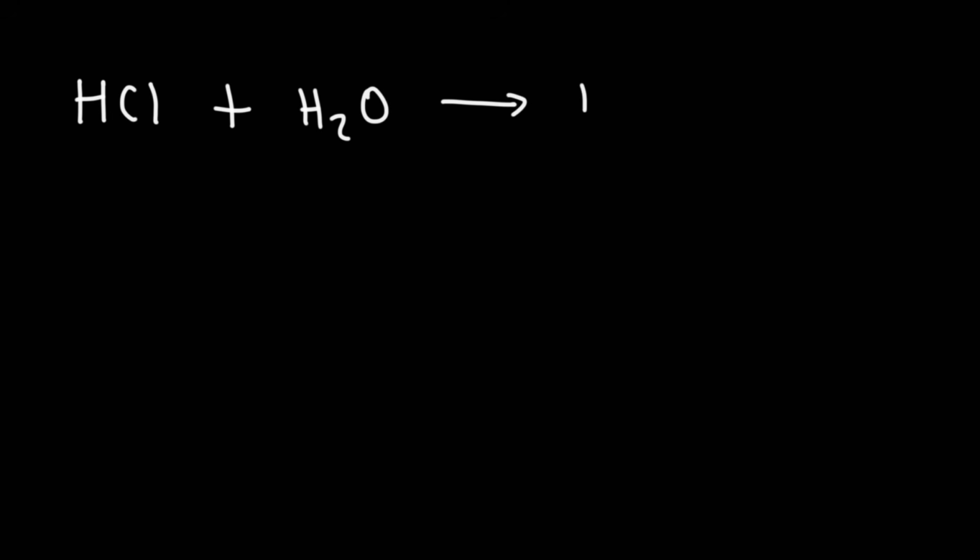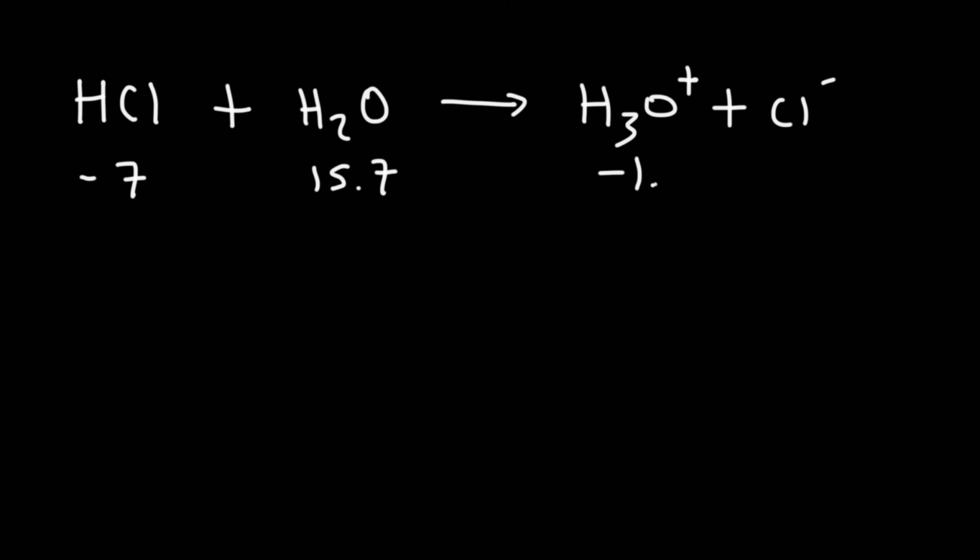So if we were to write out the reaction, this is going to be the products. The pKa of water is 15.7. The pKa of HCl is -7, and the pKa of H3O+ is -1.7. So we need to compare these two numbers. Here we can see that hydrochloric acid is a stronger acid than the conjugate acid of water, H3O+. The lower the pKa, the stronger the acid. So we can't use hydrochloric acid in an acid-base reaction with water as a solvent because it's going to react with water.